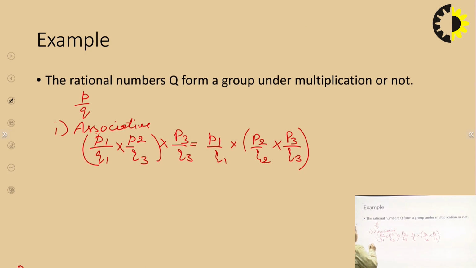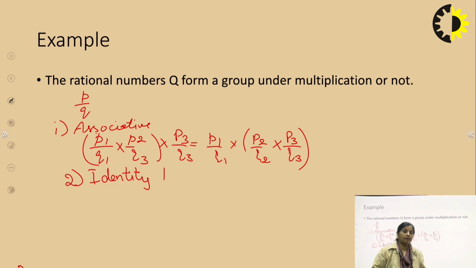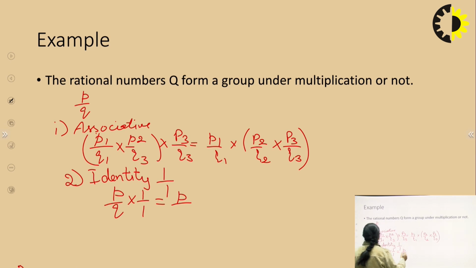Then the second property is the identity element. The multiplicative identity is 1, so I need to check whether I can write it in P by Q form. Yes, 1 can be written as 1 by 1. So if I multiply any rational number with this number, definitely I'll get P by Q in answer. So that will give me the identity element.